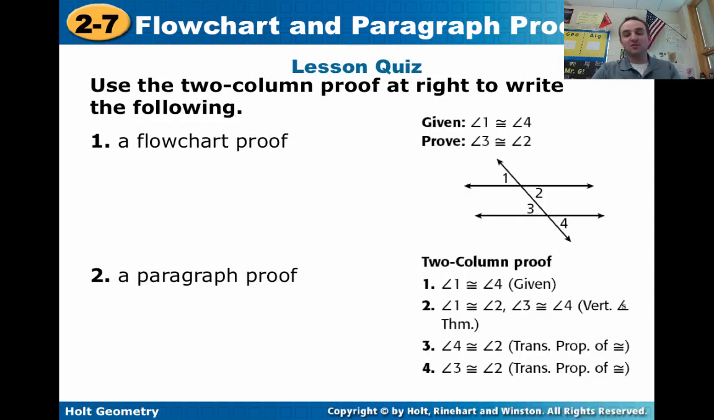Here's our quiz. You're going to take this 2-column proof and turn it into a flowchart and a paragraph. Pause it, come on back.